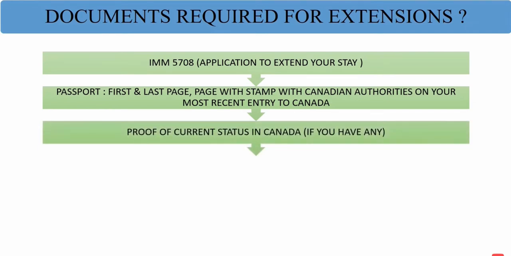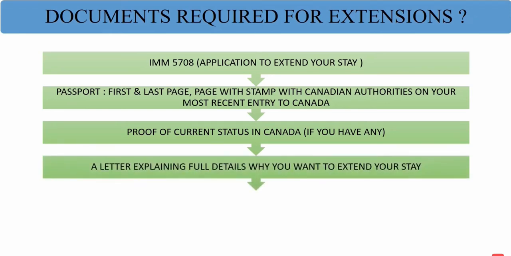The next is proof of current status inside Canada. If you have any status inside Canada, then you need to provide. If you don't have it, you can simply ignore it. A letter explaining full details why you want to extend your stay. So this letter has to be in a way that visa officer gets convinced that there's a genuine reason that you want to stay in Canada.